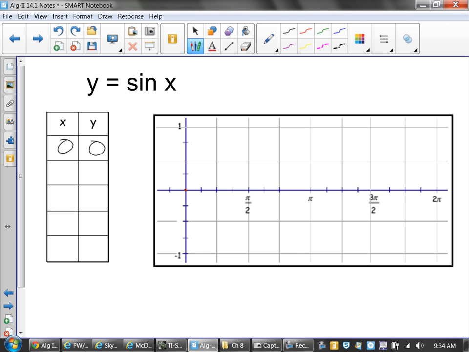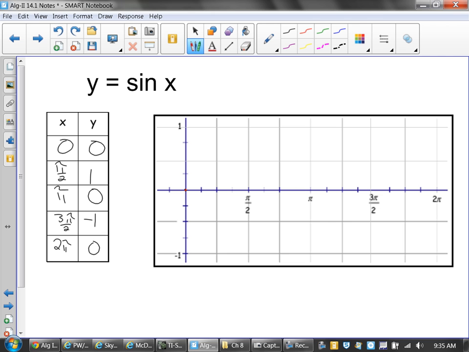If I'm looking at my sine values, my ordered pairs, at 0, the y value is 0. Everybody agree? At pi over 2, what's the value of sine? Okay. So at pi over 2, the value of y is 1. At pi, what's the value of y? 0. 3 pi over 2, it's negative 1. And then at 2 pi, it's back to 0.